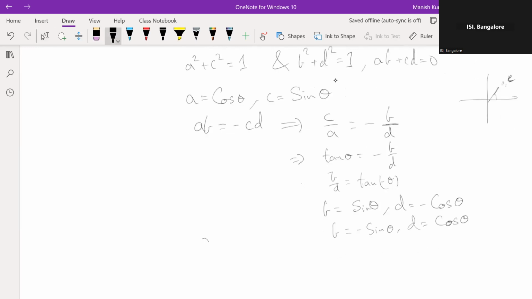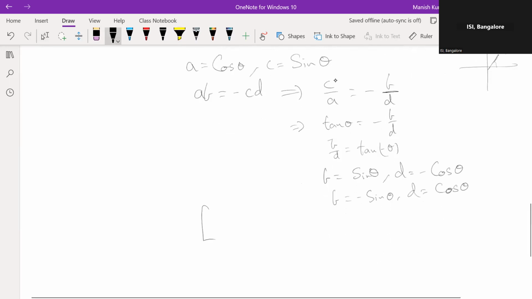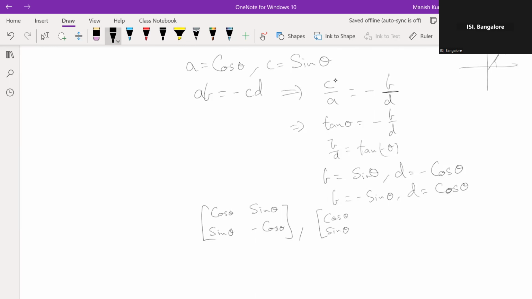So the two possible matrices are, without loss of generality, cosine theta, sine theta, and sine theta, minus cosine theta, or cosine theta, minus sine theta, and sine theta, cosine theta. I hope this takes care of everything.